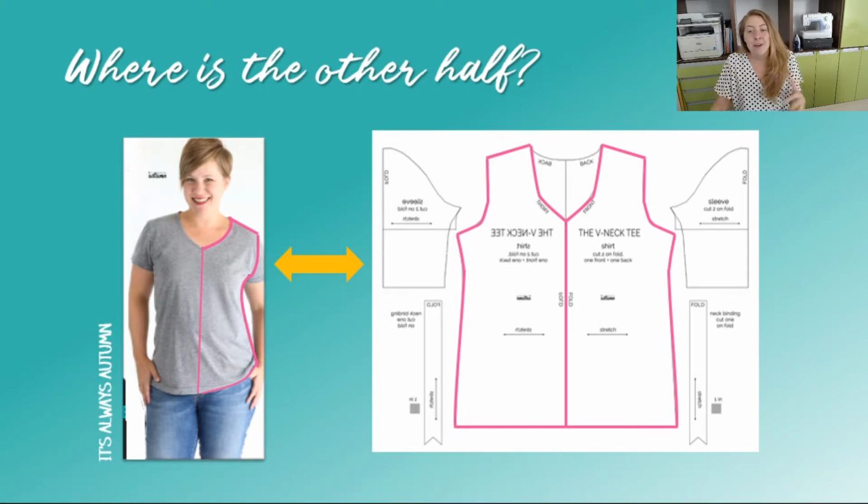Okay, so now I can do the same thing. So I trace out this pink line, I flip my pattern piece over, I trace the left side, and then I can cut this whole piece out of fabric. I do the same thing with the back and the sleeves, and then I can just follow the instructions inside the pattern envelope and create a t-shirt. How cool!